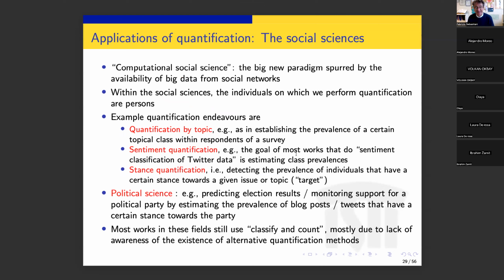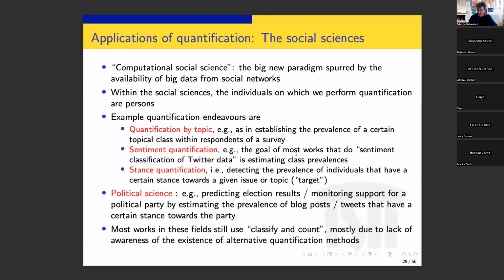Let's speak about the social sciences. We have seen one example in the early slides, the happiness study. The happiness study is a paradigmatic example of this big new paradigm that has swept the social sciences and which has been spurred by the availability of big data from social networks. In the past, the social sciences used to work by gathering data from surveys, from interviewing subjects.